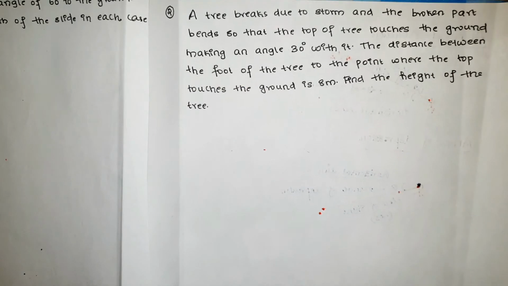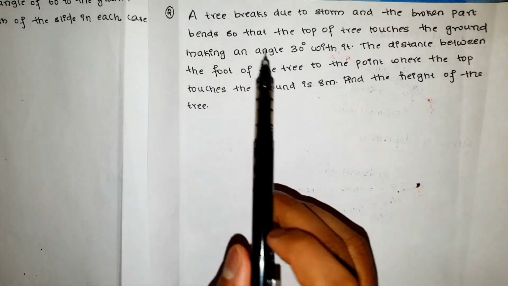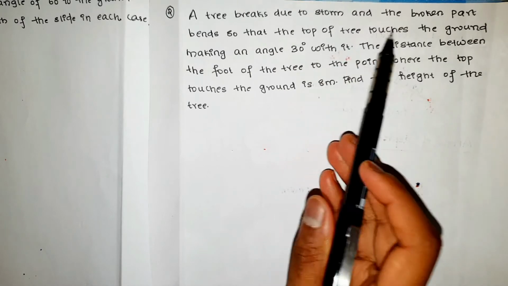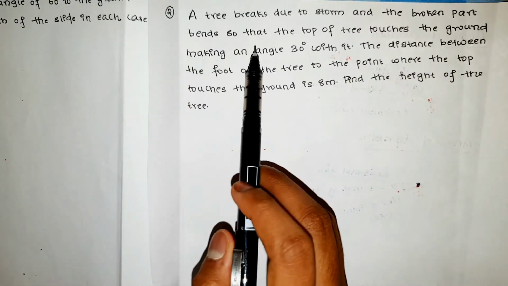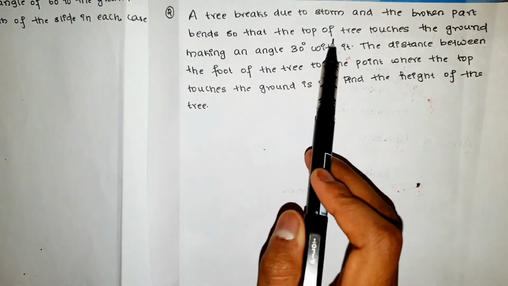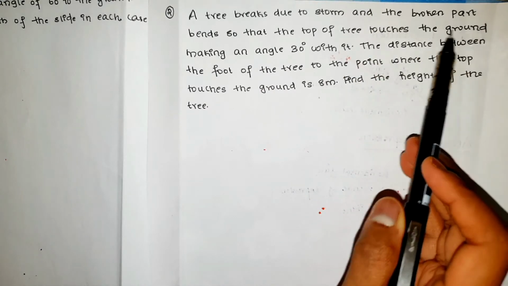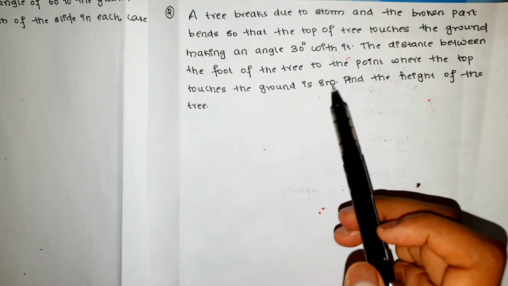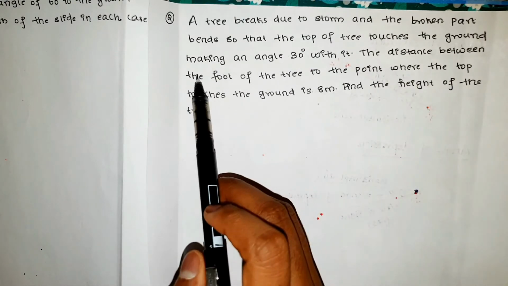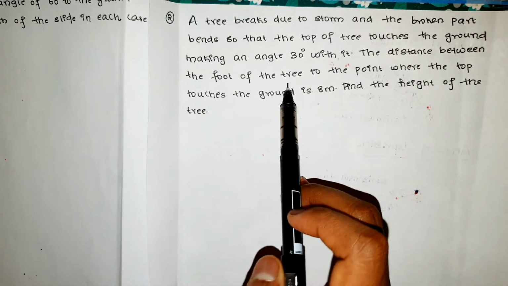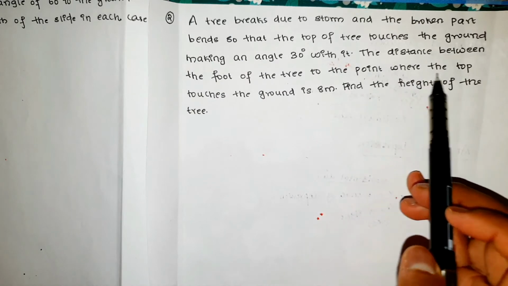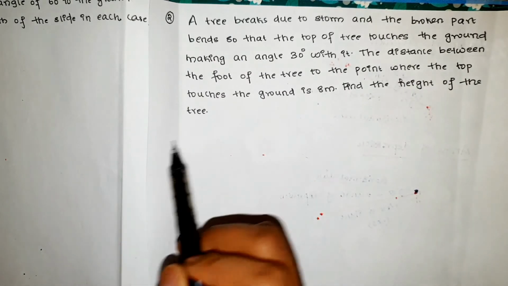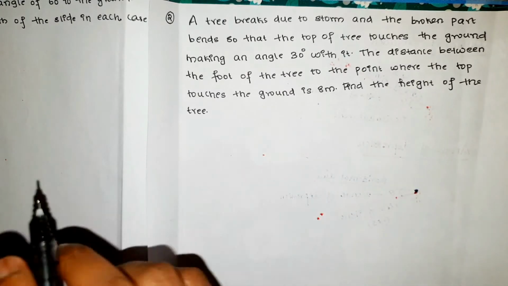Okay students, next question, question number 2. A tree breaks due to a storm and the broken part bends so that the top of the tree touches the ground, making an angle of 30 degrees with it. The distance between the foot of the tree and the point where the top touches the ground is 8 meters. Find the height of the tree.